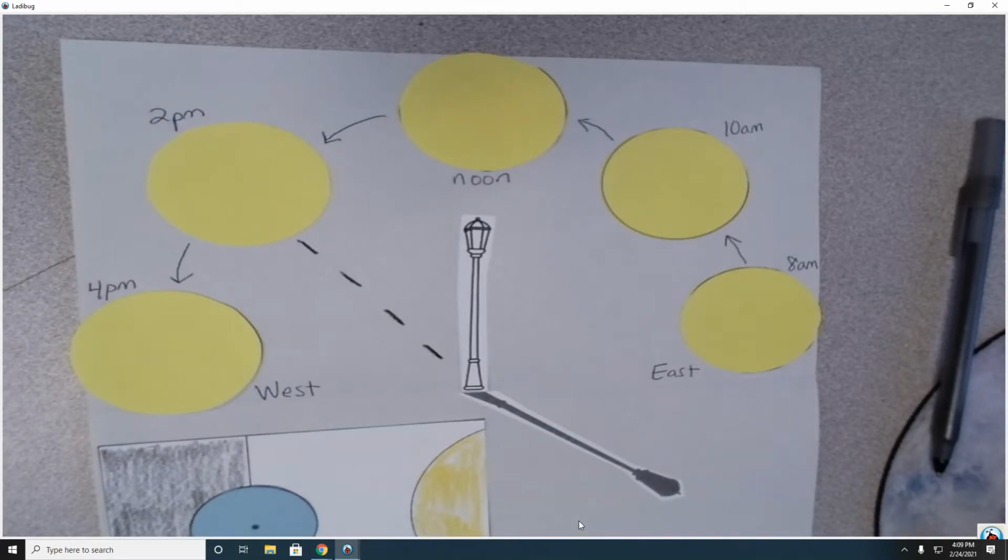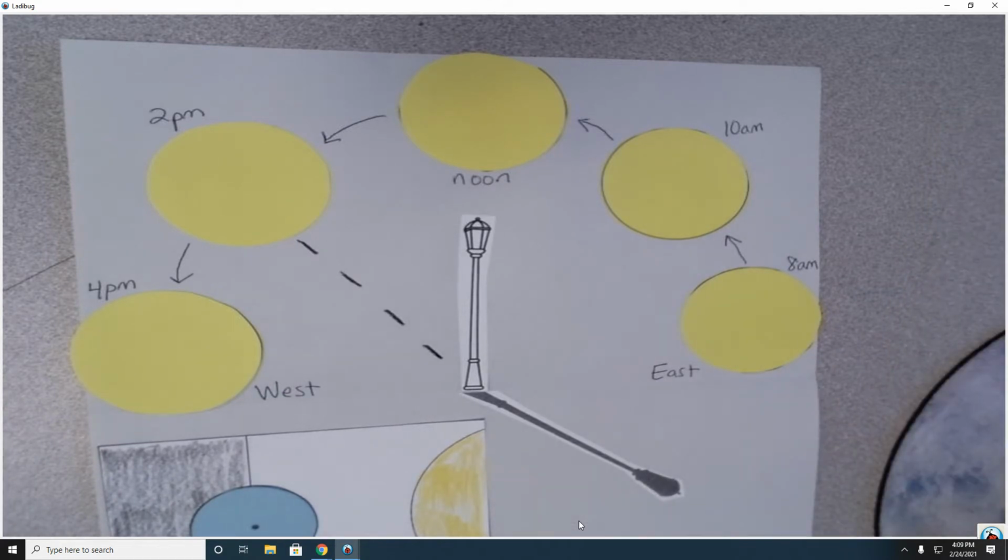I want to talk to you a little bit more about shadows. And we know we have shadows because something is blocking the sun's light and it casts a shadow. And it doesn't have to just be sunlight. You could absolutely create a shadow by just using a flashlight. And I'll show you how to do that in just a second.